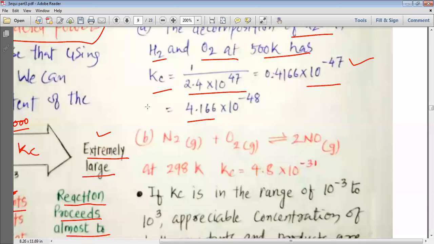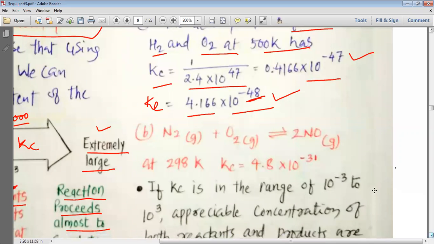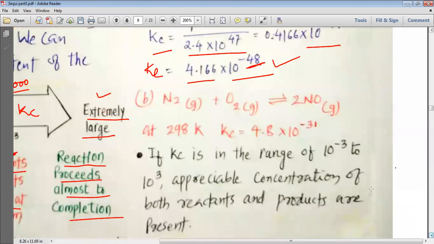And this is how, my dear students, we can say that Kc has a very small value, and that is why the concentration of product is almost negligible, and mostly the reactants are present, and this reaction does not proceed. Or at 500 Kelvin, the decomposition of water does not take place.